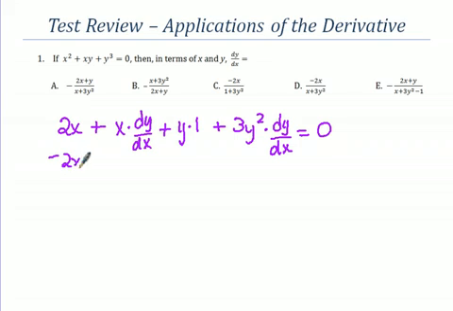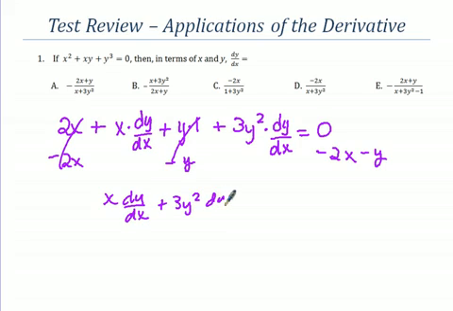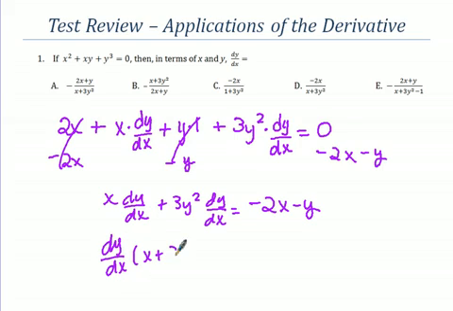I can subtract 2x, and I can also subtract y. So now I have x dy/dx plus 3y squared dy/dx is equal to negative 2x minus y. Now that I have only dy/dx terms on this side, I can factor out dy/dx. I still have negative 2x minus y. And then last step, to solve for dy/dx, it's being multiplied here, so of course we're going to divide.